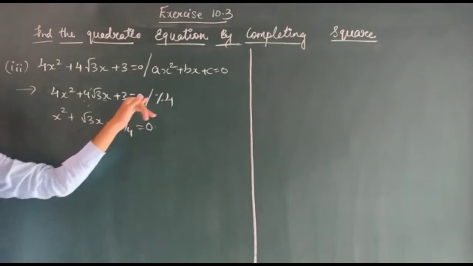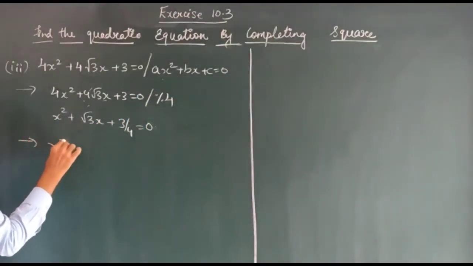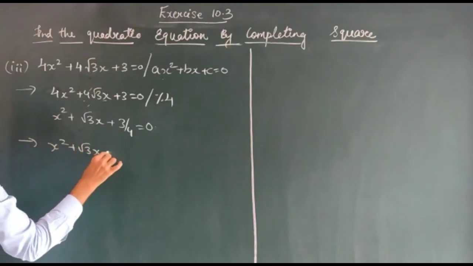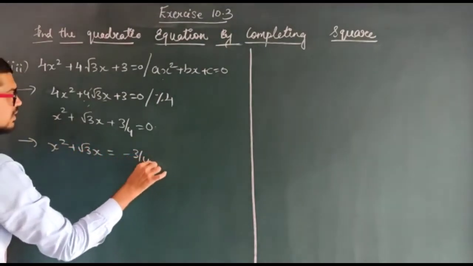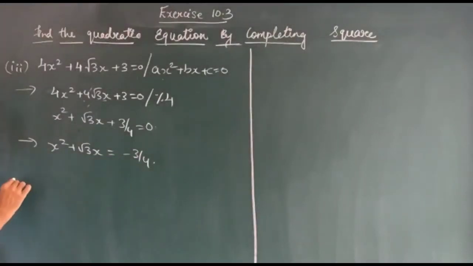Next step is sending the constant towards the right hand side. So this is x square plus root 3x is equal to minus 3 by 4. My next step, that is the fourth step, is a very important step. What is my next step?